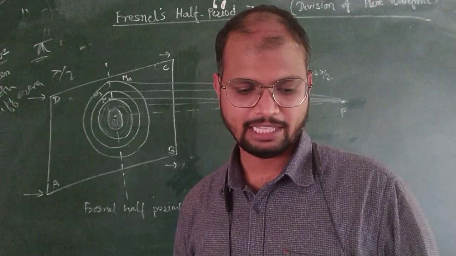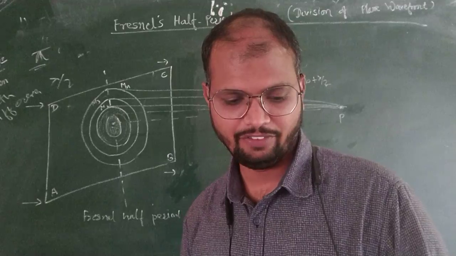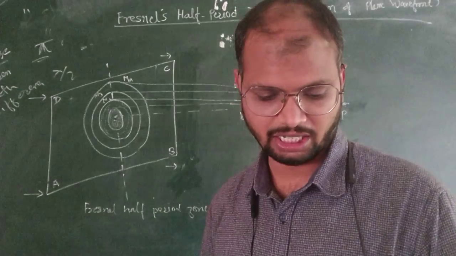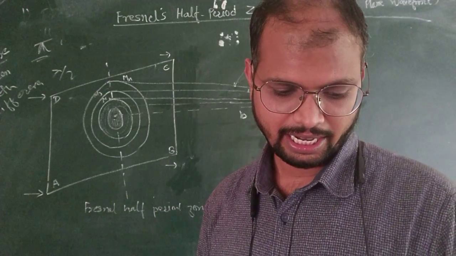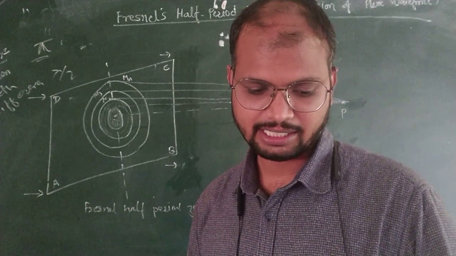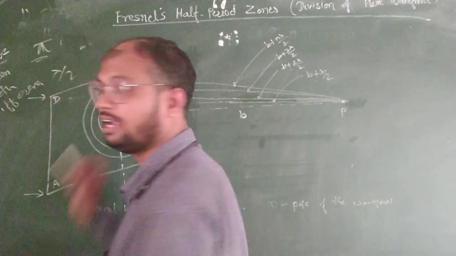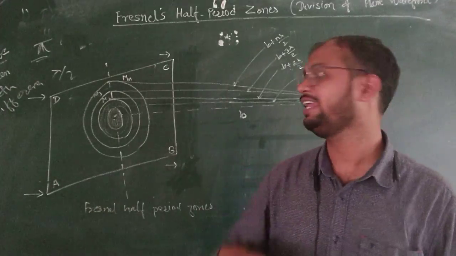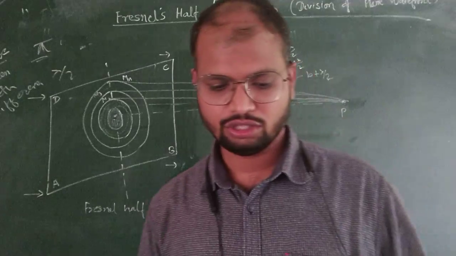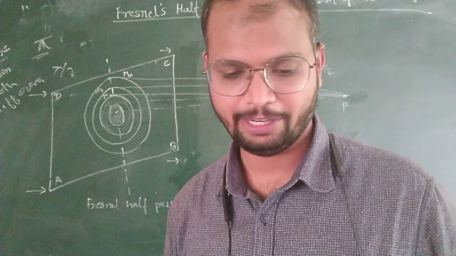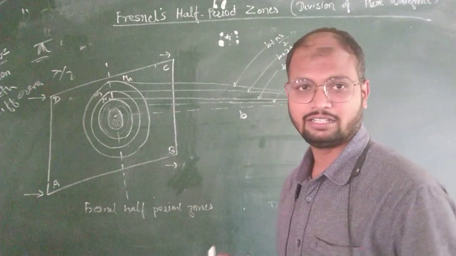The area enclosed by the first circle M1 is called the Fresnel first half period zone, and the area between the n minus 1th circle and the nth circle is called the nth half period zone. So the area between n minus 1 and n is called the nth half period zone with respect to point P. This is about Fresnel half period zones.